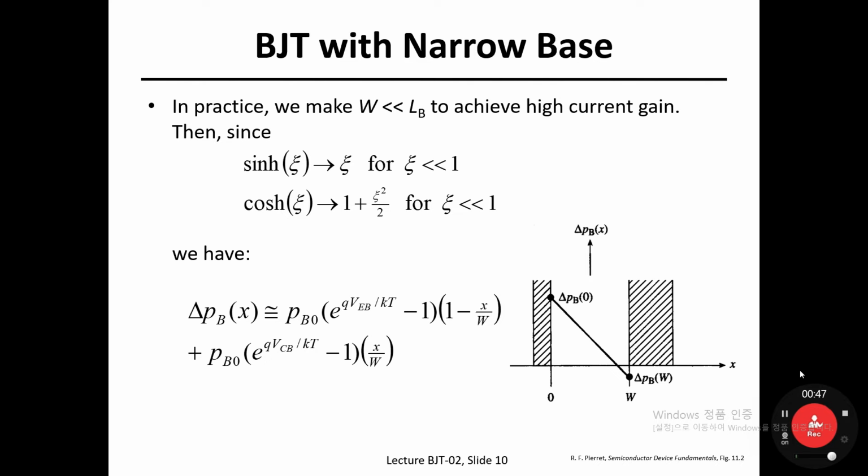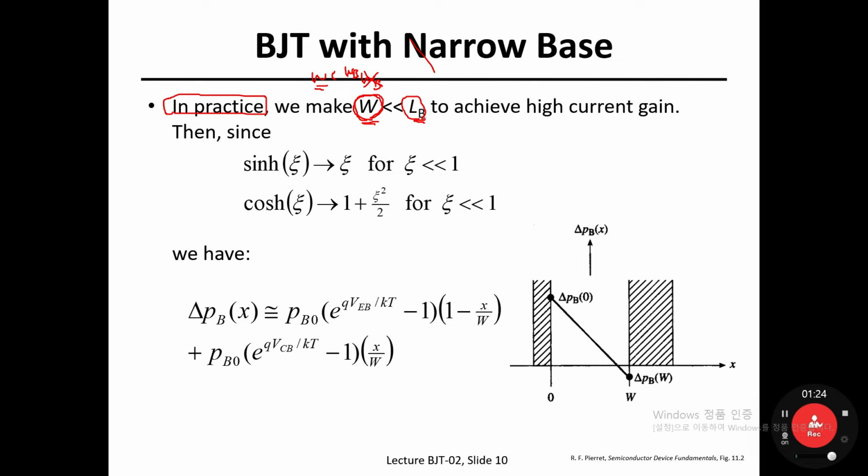Okay, so let's start here. In a real BJT device, we should make the width of the quasi-neutral base region, not W sub B, the physical thickness, I'm talking about the W. Usually W is smaller than W_B because this W does not include the depletion layer from the emitter-base junction as well as the collector-base junction. So we should make W much shorter than L sub B.